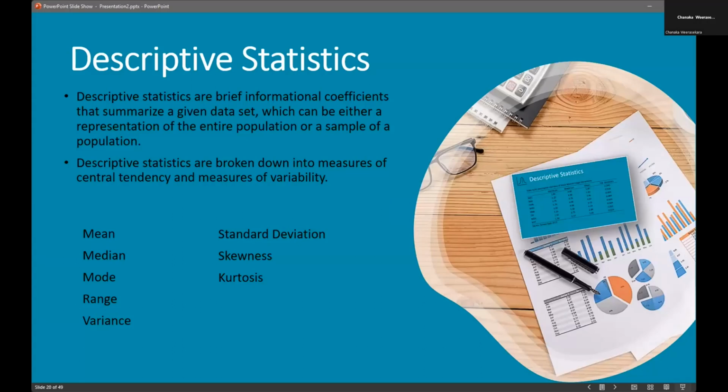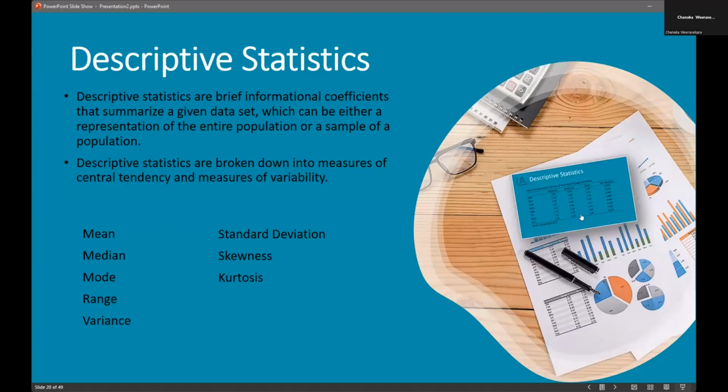I think you all know these statistical measurements. Basically, we have two types: central tendency measurements and variability measurements. Mean, median, mode are central tendency measurements. Range, variance, standard deviation are variability measurements. Skewness is basically to measure the distribution, whether it is skewed towards right or left, or whether it is a normal distribution, like a smooth bell curve, right?